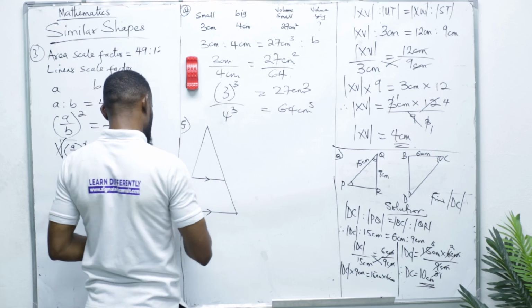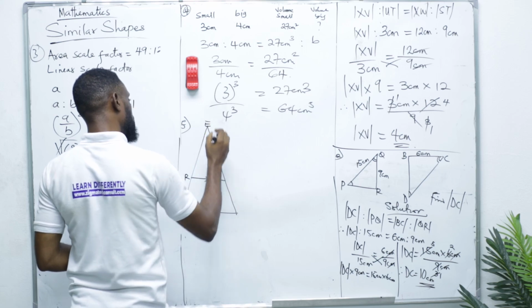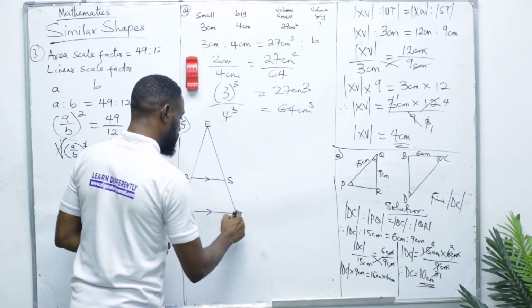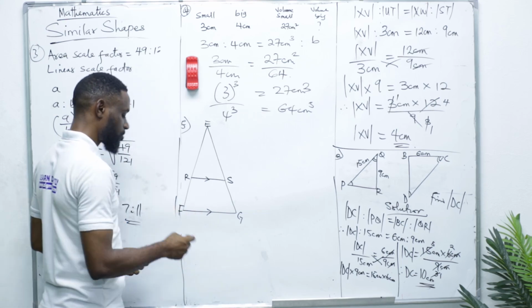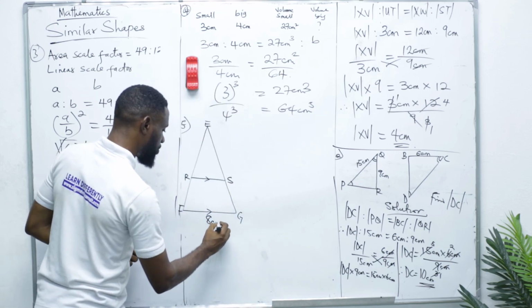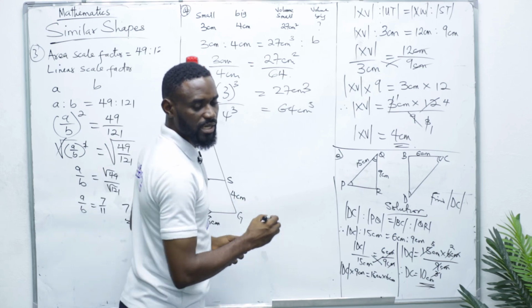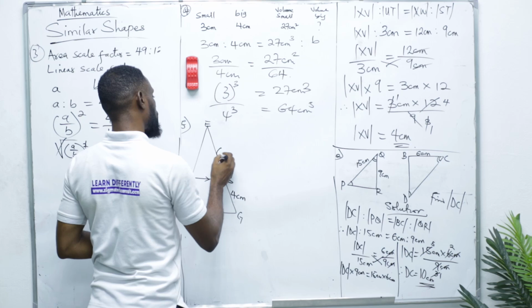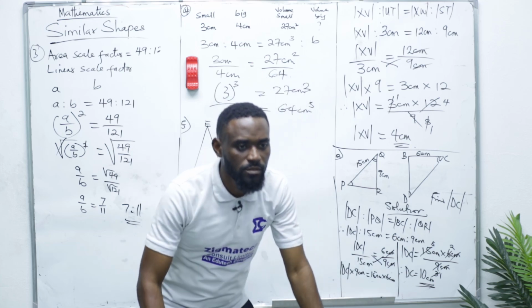FG. This is SG. Okay? Now, this point is 8 cm. This place is 4 cm. This place is 6 cm. Okay?